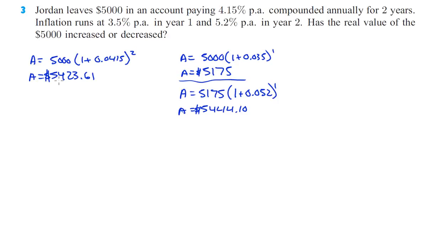And look at that. It's not like inflation has gone faster than the interest that he's earning. So has the real value of the $5,000 increased or decreased? It has decreased, right, because this number is bigger than that number, so it's decreased by a little more than $20. So that's a bummer. Sorry, Jordan.